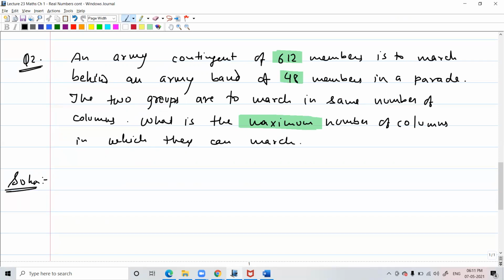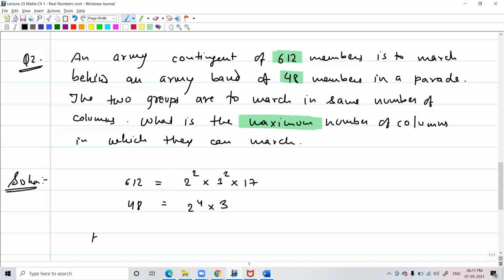12, sir. 12. Okay, how did you write 612? Tell me. 2 square into 3 square into 17, correct? And what is 48? 2 to the power 4 into 3.